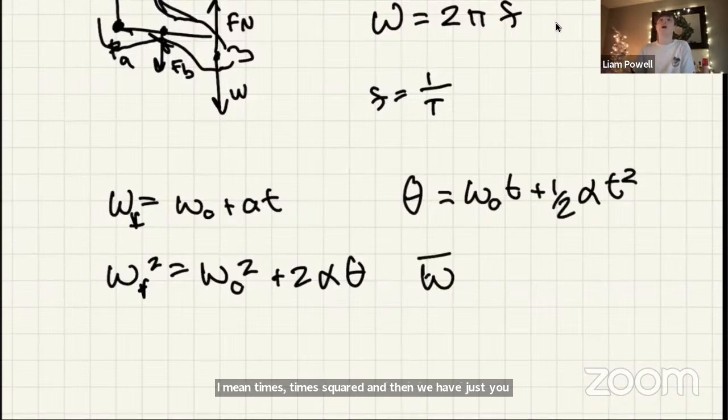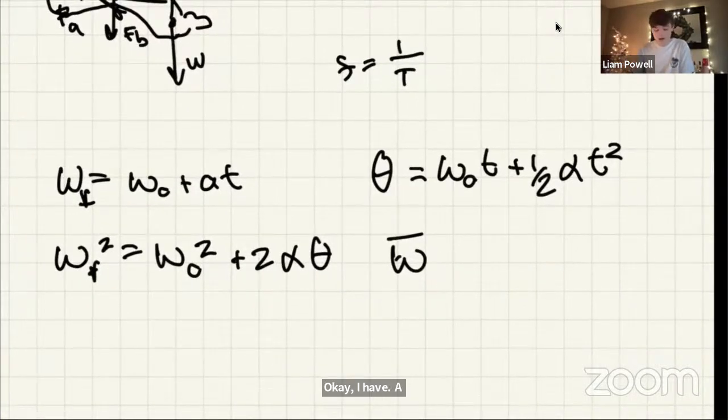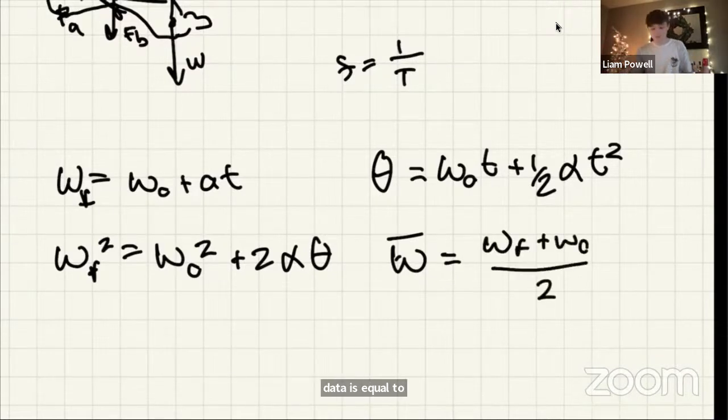And then the average theta is equal to the theta final plus theta initial over 2.